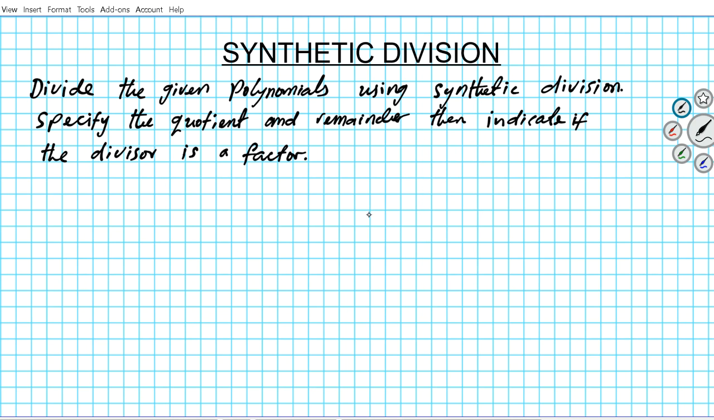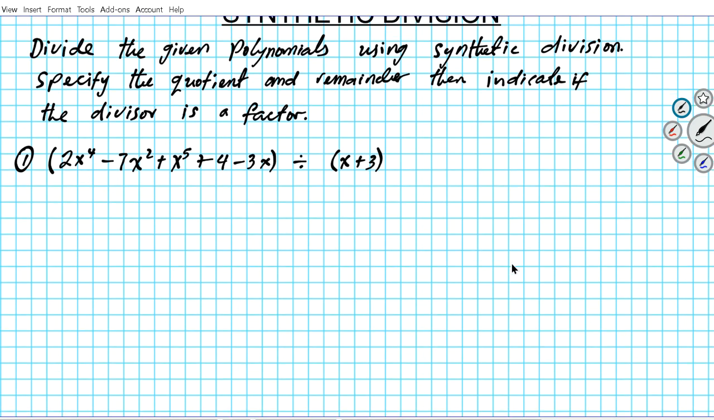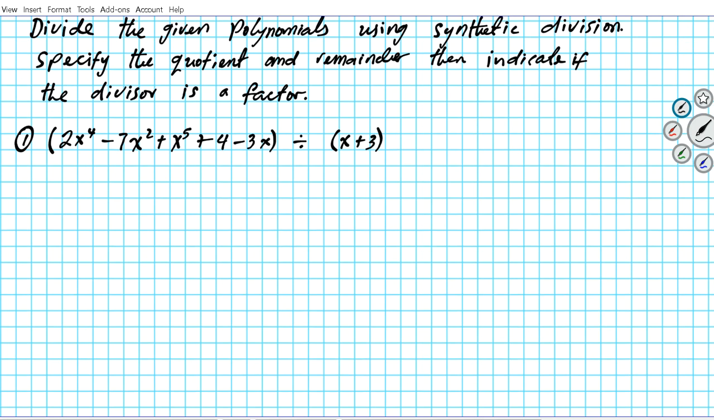Okay, let's go ahead and take a look at the example we're working on. We have the polynomial given by 2x to the fourth minus 7x squared plus x to the fifth plus 4 minus 3x divided by x plus 3. We're going to be outlining the steps on the right side and applying it directly to the problem solving process as we work through it. So let's start with step number 1.